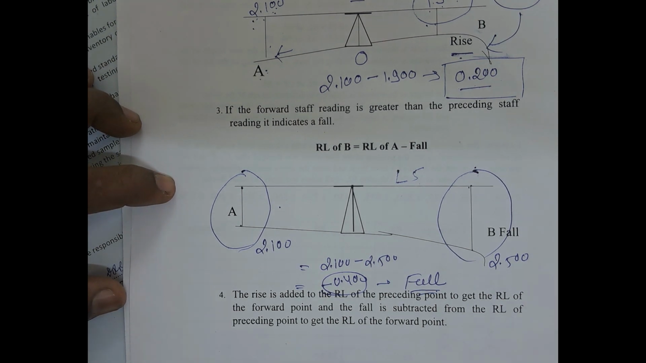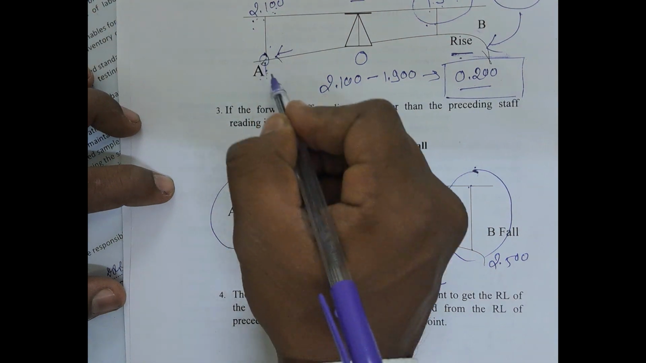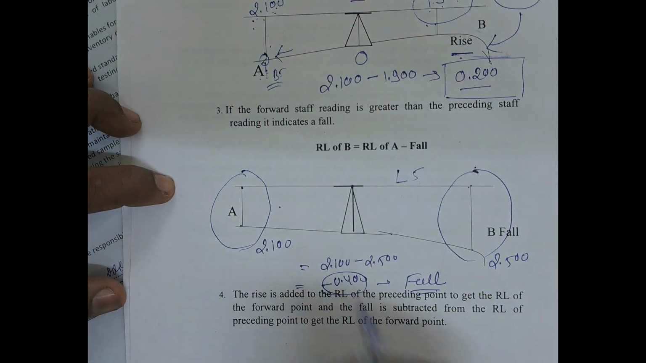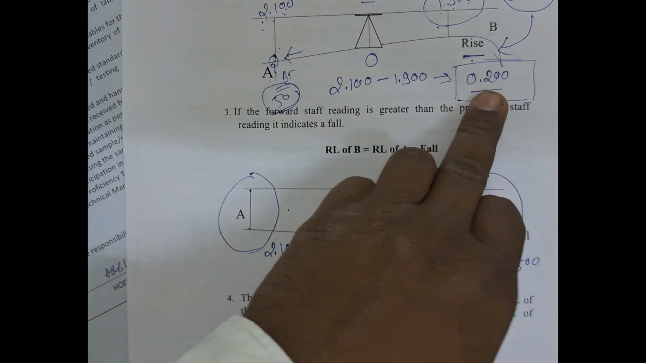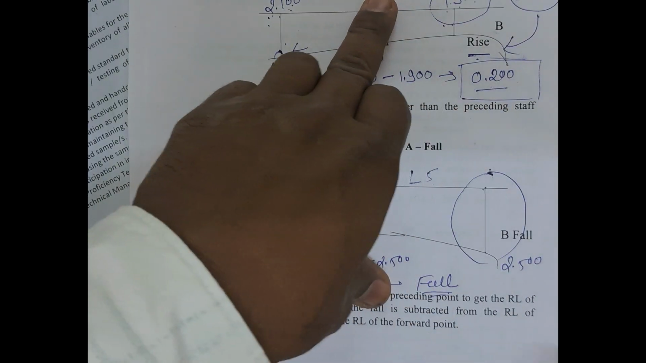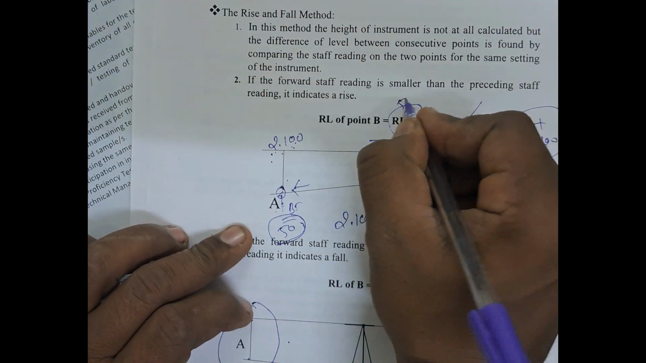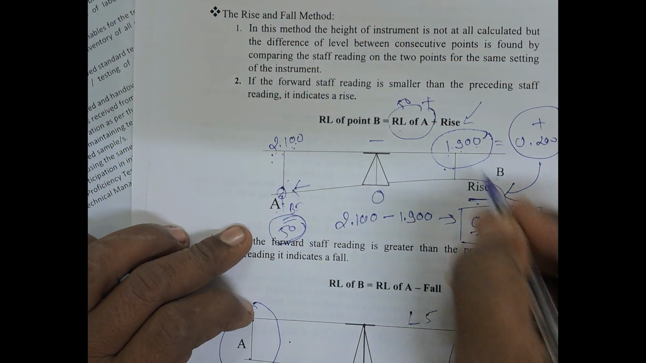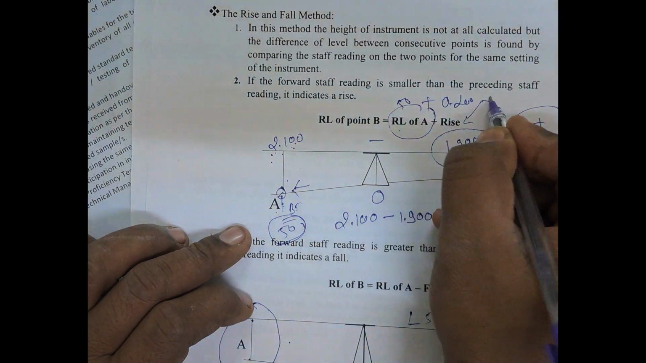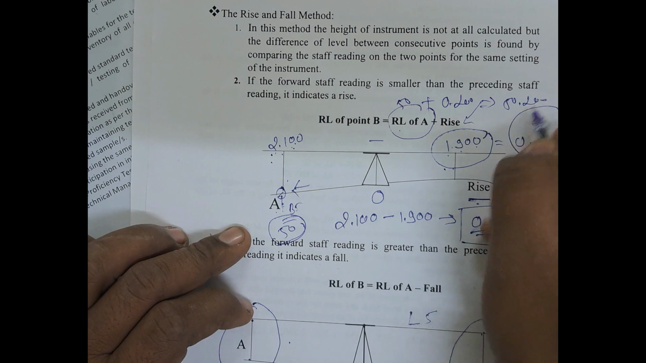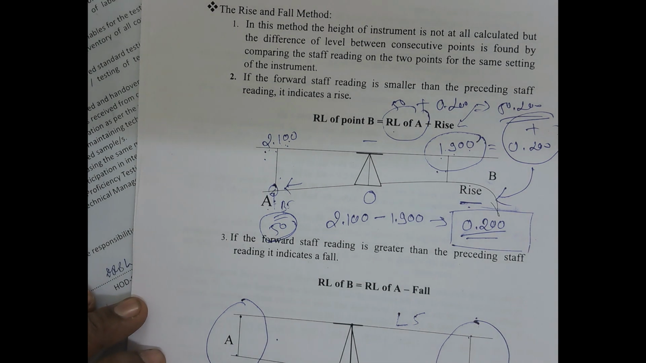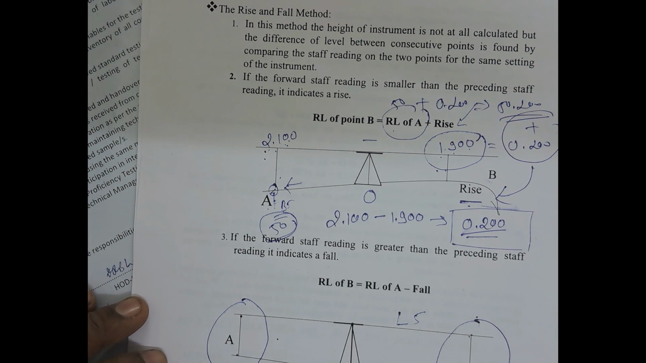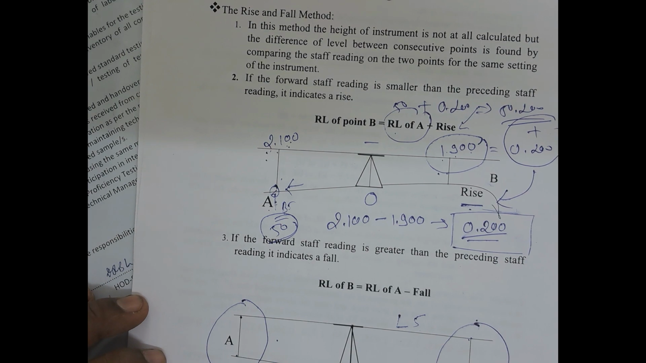Now, previous RL means, just assume this value will be considered as a benchmark. If the benchmark given to you is 50, then this will be your previous RL. Whenever we have a rise, the RL of point B is equal to 50 plus the difference 0.2. So this will be your RL of point B. Is it clear? This is the way you can find the RL of any point using the rise and fall method.